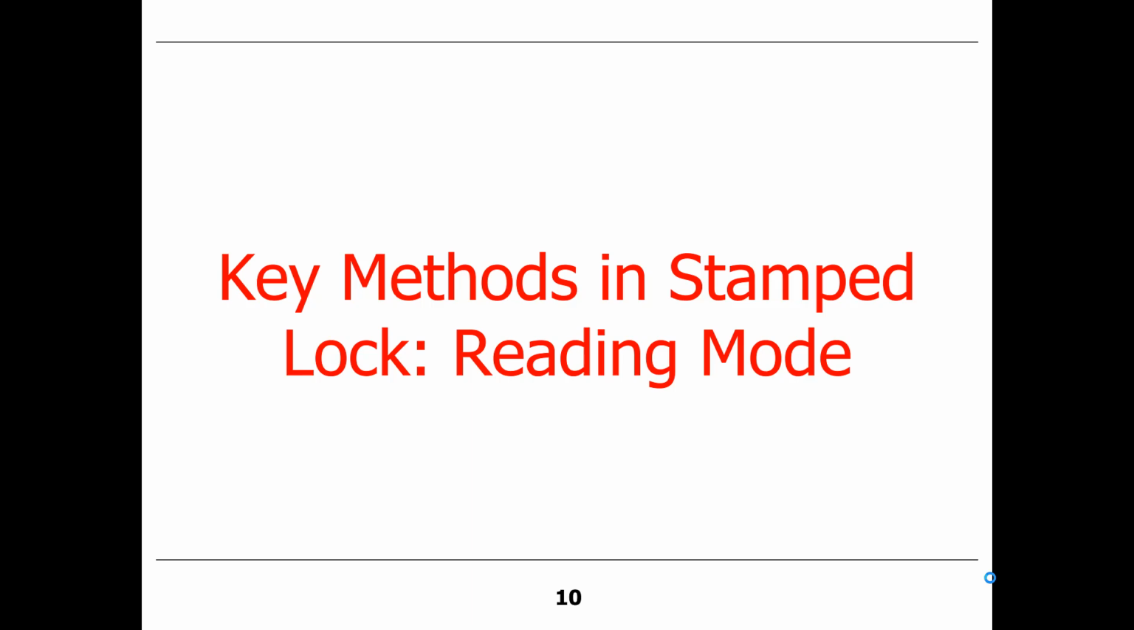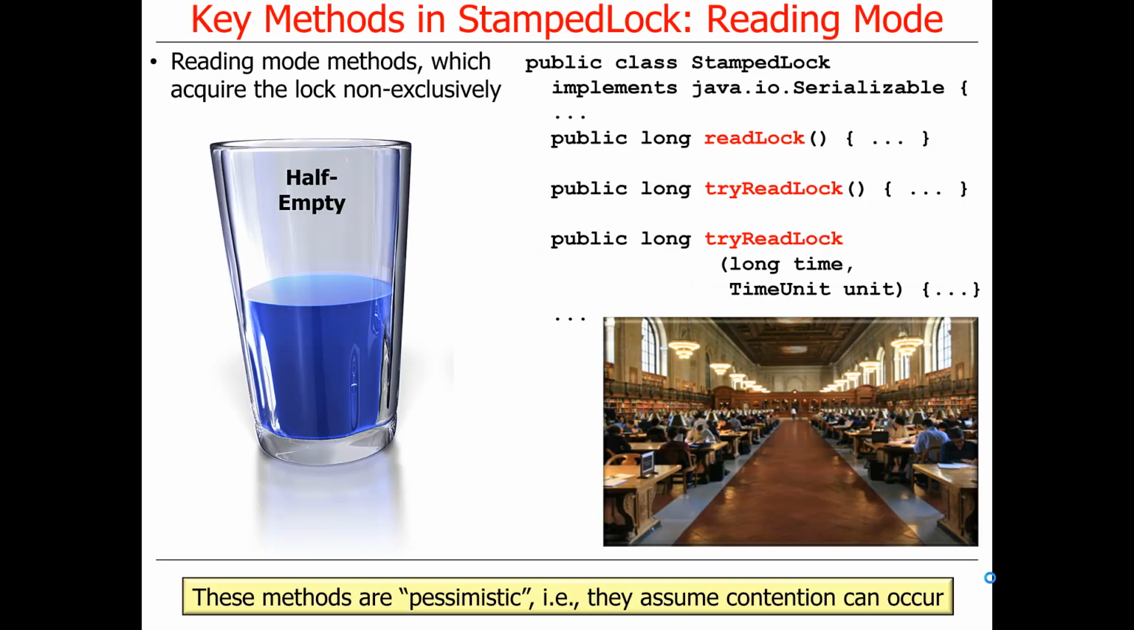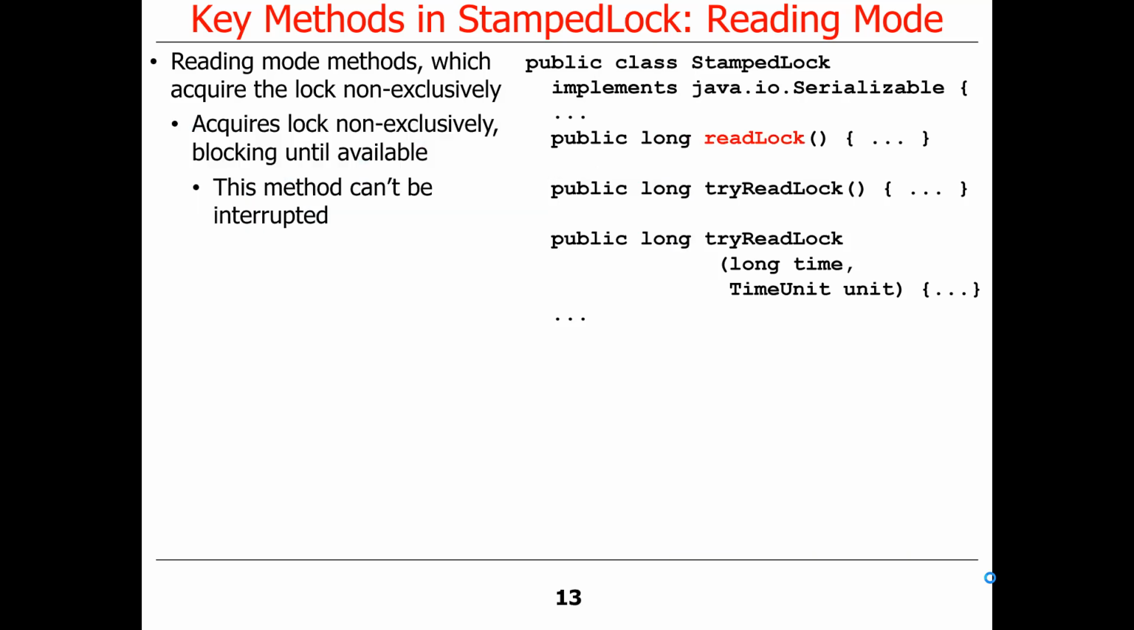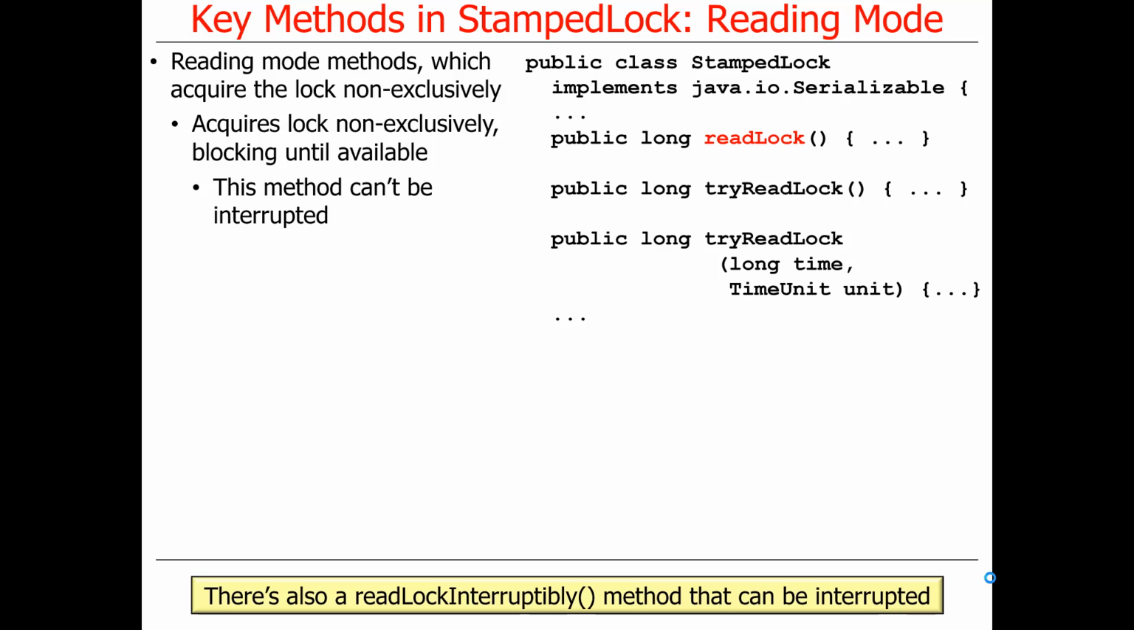There's also a number of methods that support reading mode, which acquire the lock non-exclusively. Once again, these methods are pessimistic in that they assume contention can occur and take steps to guard against that accordingly. All of these methods return a stamp, which again is a long that contains a version and a mode. The readLock method acquires the lock non-exclusively, blocking until it's available. This method can't be interrupted.